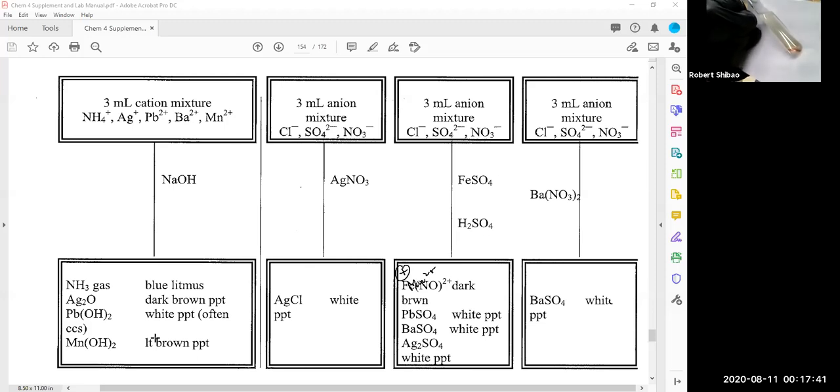It's going to react where the H plus from the sulfuric acid combines with the nitrate, and there's not much nitrate, to oxidize the iron 2. The iron 2 is still in there. The iron 2 is the green. You can see a slight green color in the upper layer.